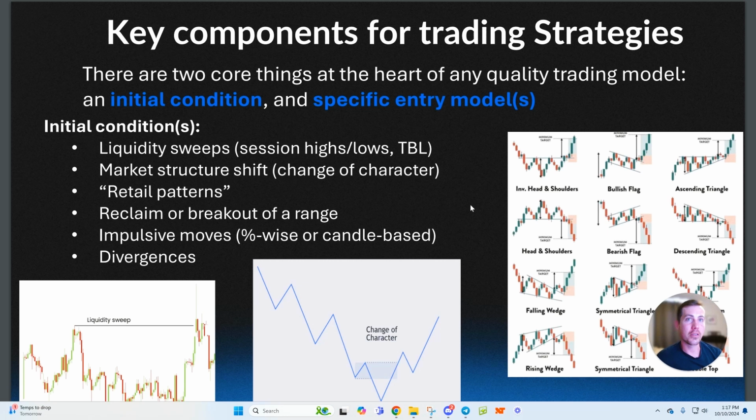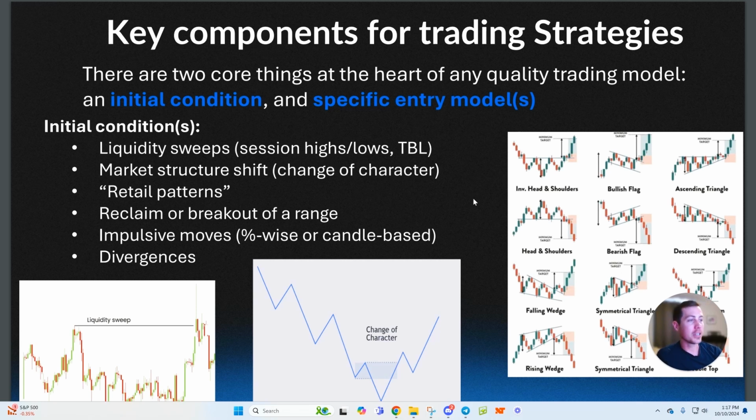But in general, I would say that there's 2 core things to any quality trading model. You need some sort of initial condition, and specific entry models after that's present. So initial condition, without going into the examples yet, is essentially generally when this thing happens, more often than not, there's an outcome that happens more than 50% of the time or something.